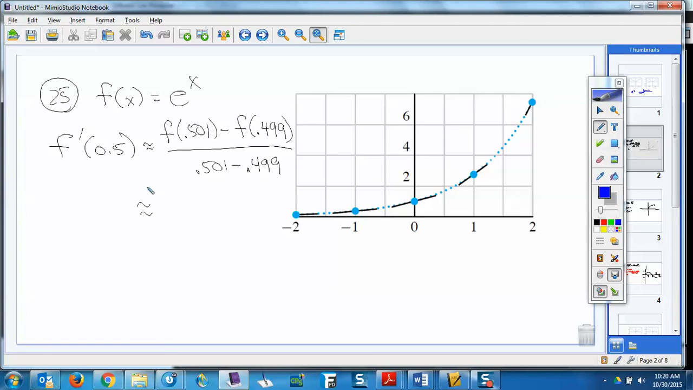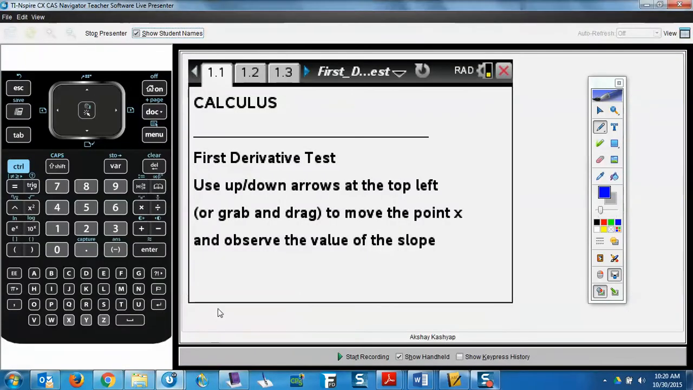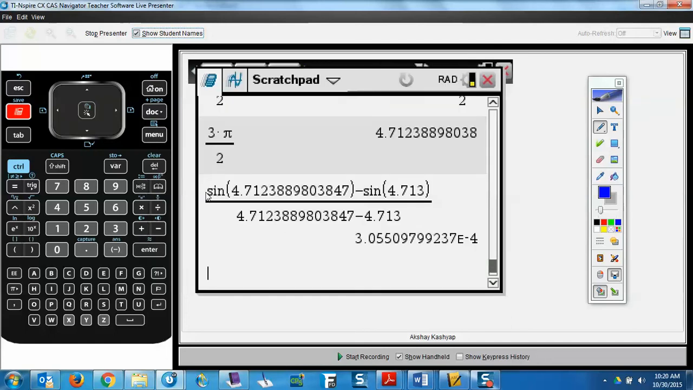Now, let's talk about the calculator. So Akshay, you're up. How could we do this on our calculator? Just go to your scratch pad. Let me show you all the various ways you could use your calculator to make this calculation. And I can see what he's already done there. That was problem 38, I think, with the sine and stuff. So what are the various ways we could do this calculation of e to the 0.501? Well, one would be like what he just did.